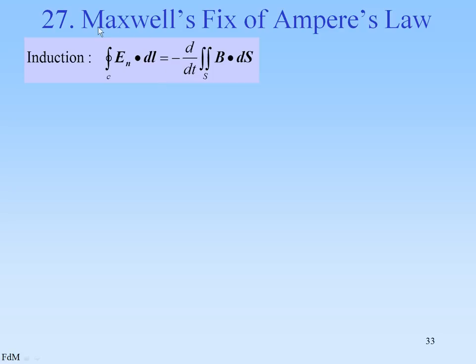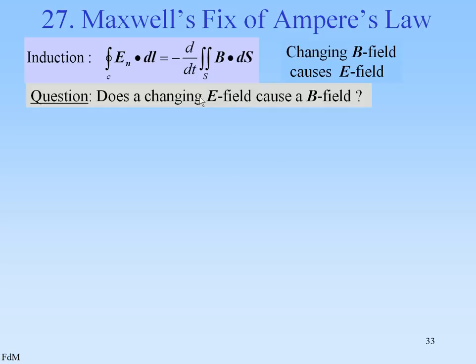Finally, let's talk about Maxwell's fix of Ampere's law. This is the induction, Gauss law, in which a non-electrostatic field, the circuit integral, is minus the time derivative of the magnetic flux. A changing B field causes an electric field. And the question is now, Maxwell said, does a changing E field cause a B field as well?